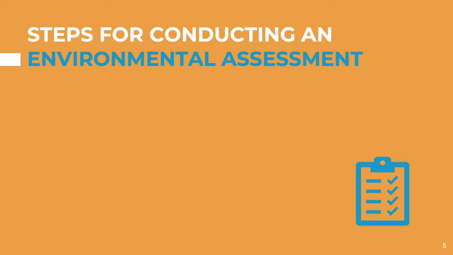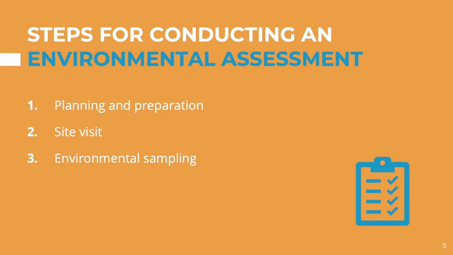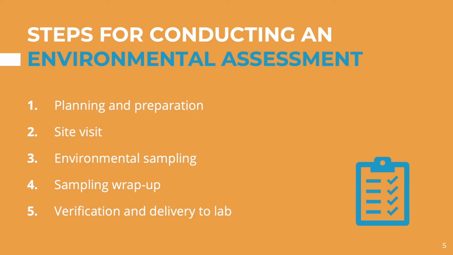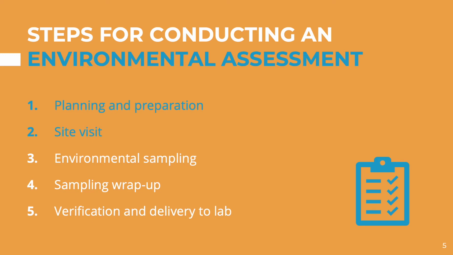There are 5 broad steps to conducting an environmental assessment during an outbreak investigation. First, planning and preparation. Second, the site visit. Third, environmental sampling, which may or may not be necessary depending on the pathogen. Fourth, the sampling wrap-up. And finally, verification and delivery to lab. In this training, we'll be focusing on steps 1 and 2 and reviewing some best practices for interviewing food workers and managers during an outbreak investigation.